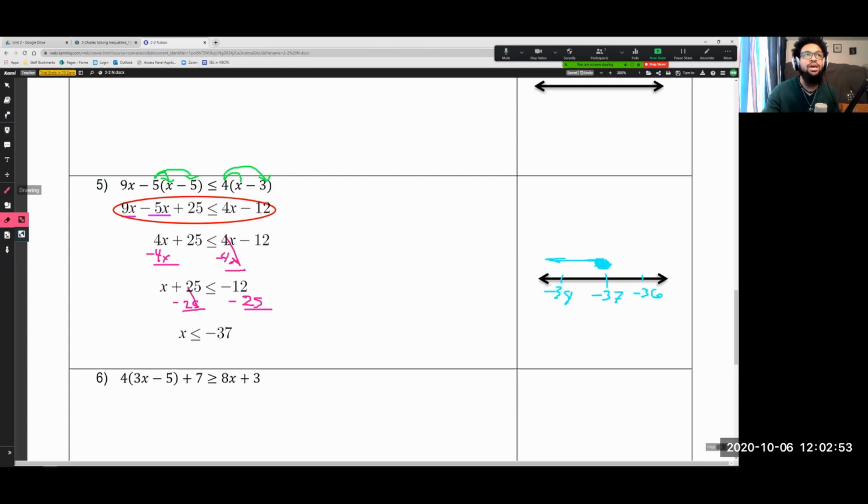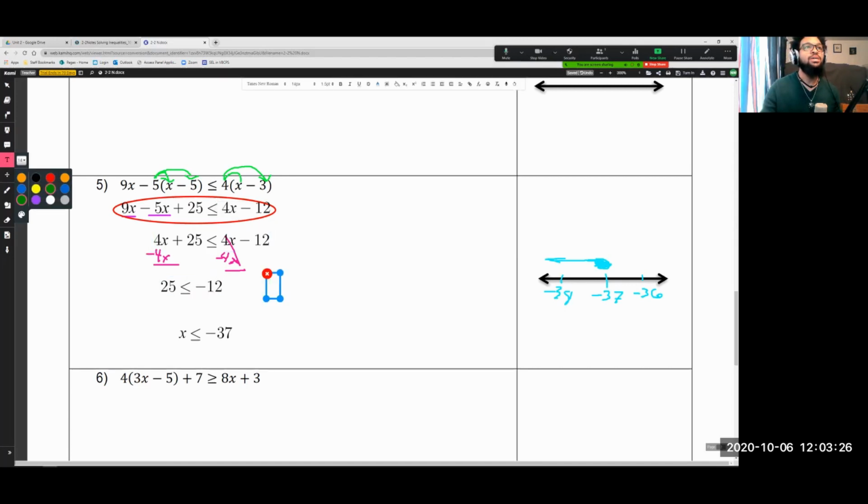And that's going to look like this. Just a 25 is less than or equal to a negative 12. Is that a true statement? Is 25 less than or equal to negative 12? No. 25 is not less than or equal to negative 12. So now that we have realized that this is false, let's go ahead and type out false. And I'm going to type it in bright red letters, F-A-L-S-E, false.